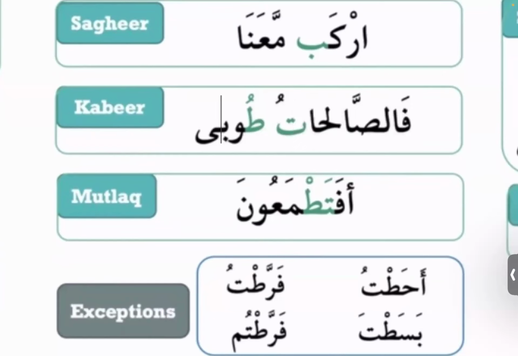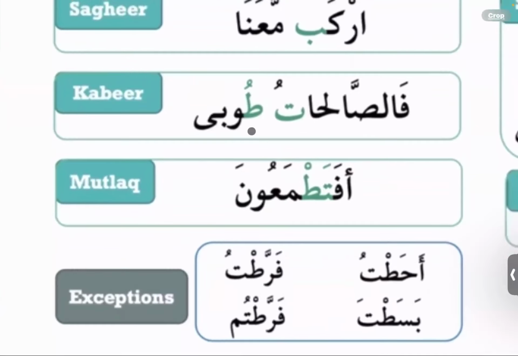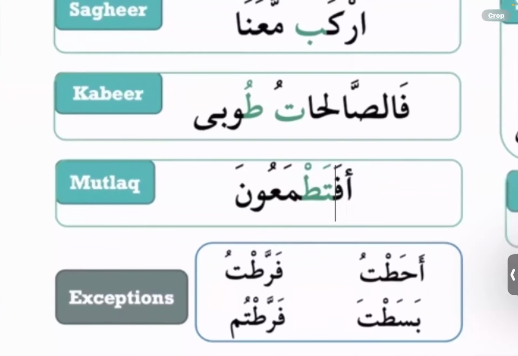فالصالحات طوبى. You don't say حات طوبى. No. حات طوبى. Same over here in the mutlaq. The first one has a haraka, the second one is sakin. The first one is vowelled, the second one is unvowelled. Again, we say أفتطمعون. We don't say أفتطمعون. Doesn't really work.